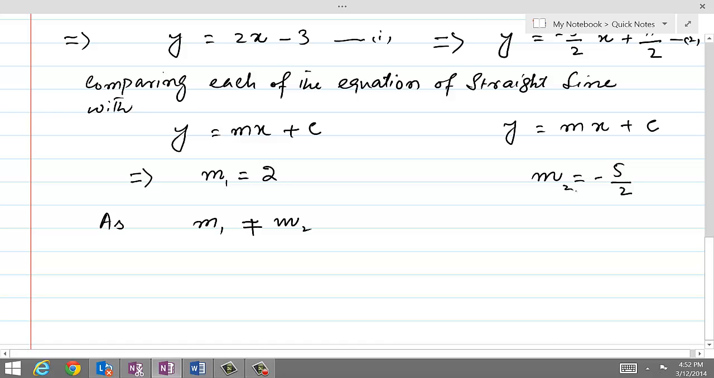Therefore, the lines are not parallel, and there will be one point of intersection.